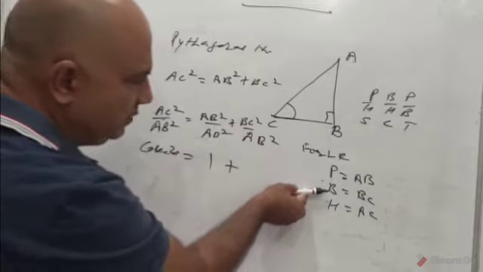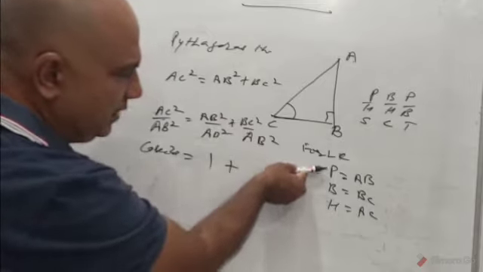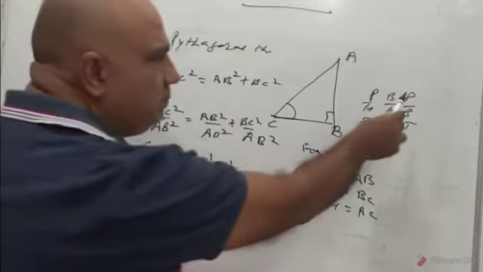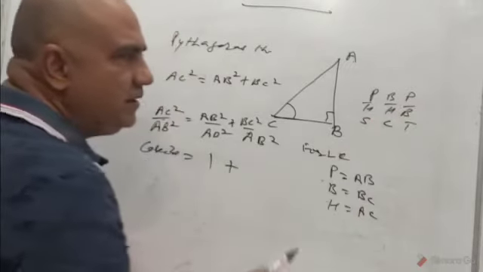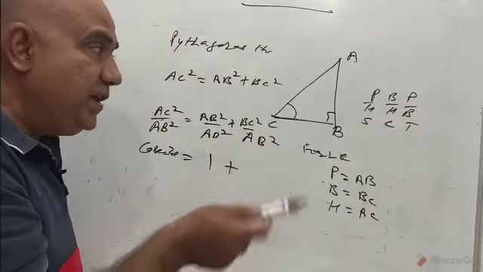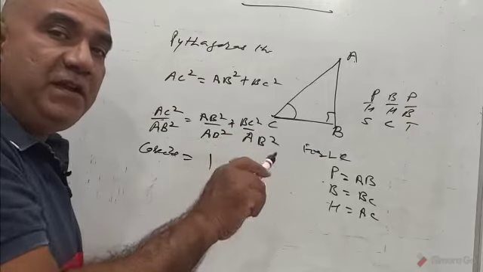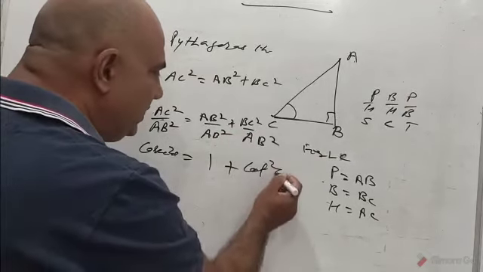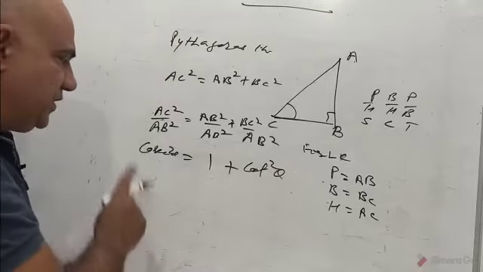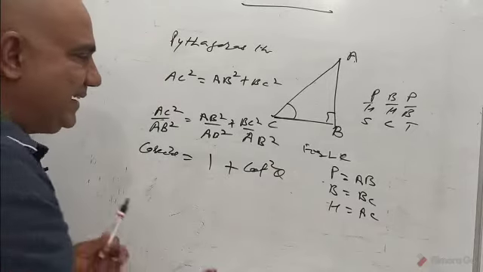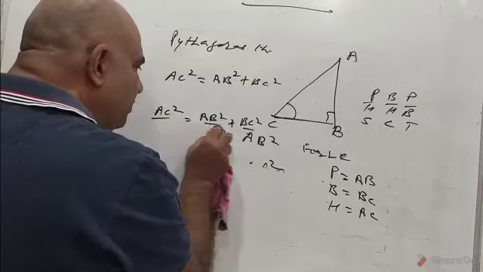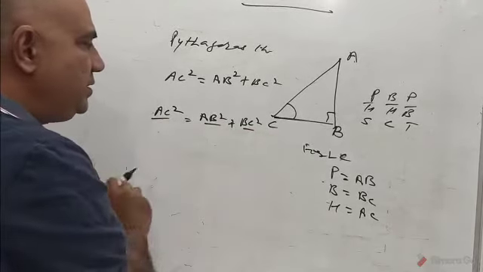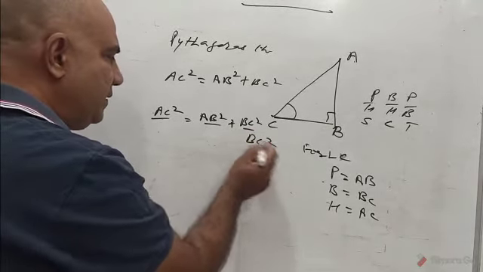BC upon AB is B upon P. P upon B is tan, so B upon P will be inverse of tan, that is cotangent. So this will become cot square theta. So cosec square is equal to 1 plus cot square. This was the second identity. Now for finding the third one, divide by BC square.